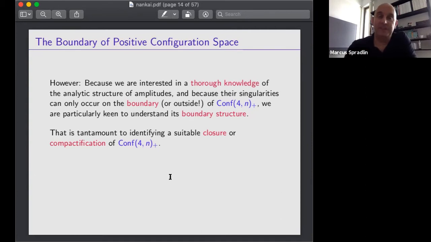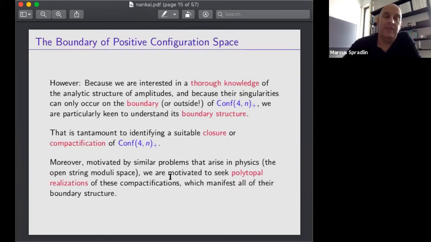It's a dream going back to Heisenberg, that one should be able to determine scattering amplitudes purely by a thorough understanding of their analytic structure. So in this context, if you want to have a thorough understanding of their analytic structure, it's precisely the boundaries of this positive domain that we want to understand very well, because that's where the singularities of these amplitudes lie.